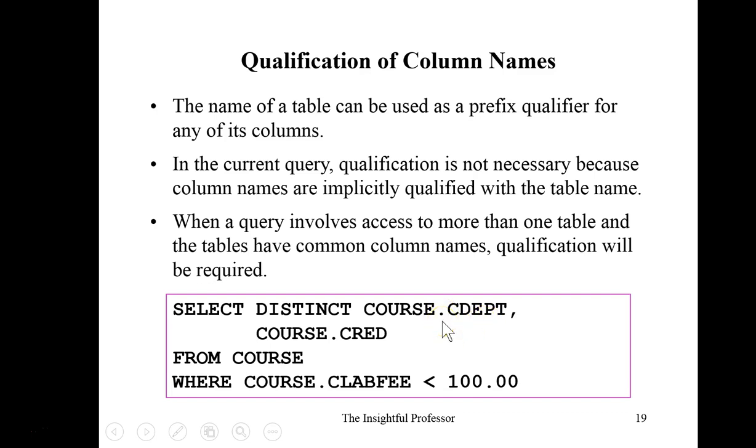This is cleverly called the dot operator. So table name dot column name: course.c department, course.credit, course.c lab fee. We're qualifying the name of the column with the name of the table. It's not necessary when you're dealing with only one table, but it's a good technique to be aware of, even if you are working with one table.